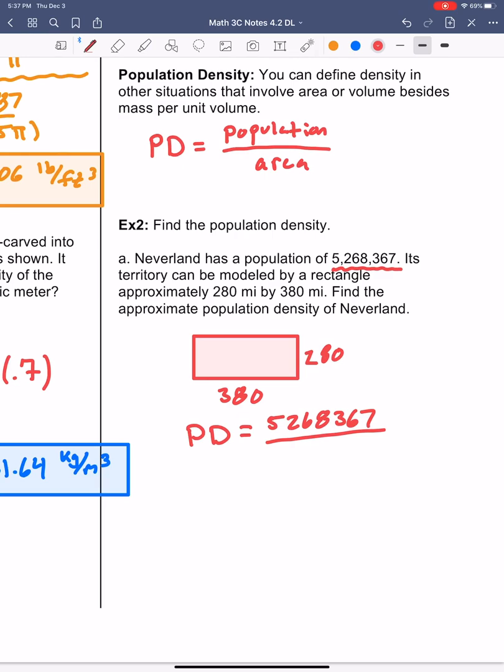So to find the area, I'm going to need to multiply 380 times 280, right? Because this is a rectangle, and to find the area of a rectangle, you just do length times width. And so I can go ahead and do that. If I multiply those two together, I'm going to get 106,400. Okay, and so that's what I'll divide by here. And then I'm going to end up with a population density of 49.5. So we'll round that to approximately 50, the whole number, because we're dealing with people, per square mile.